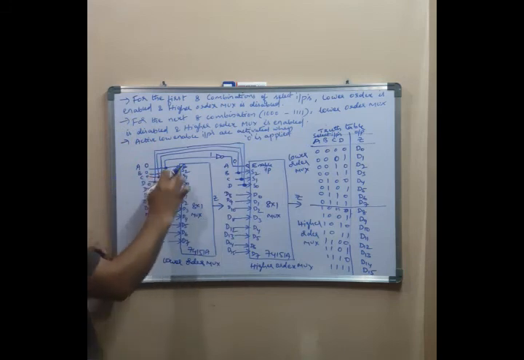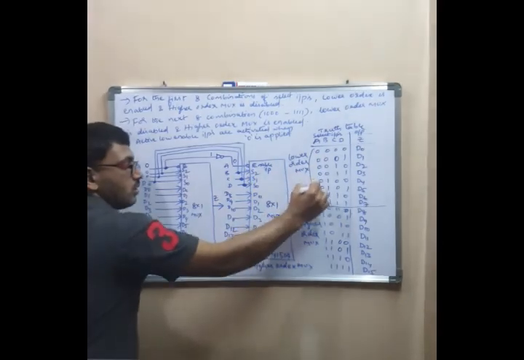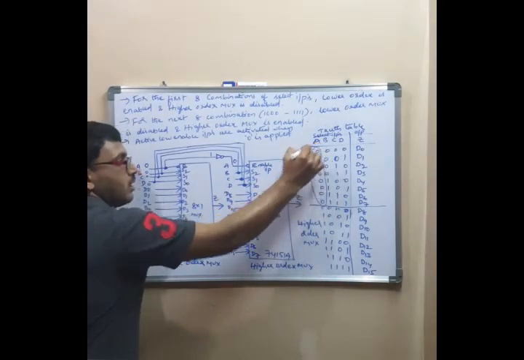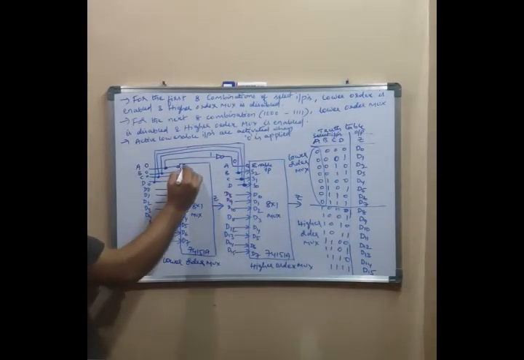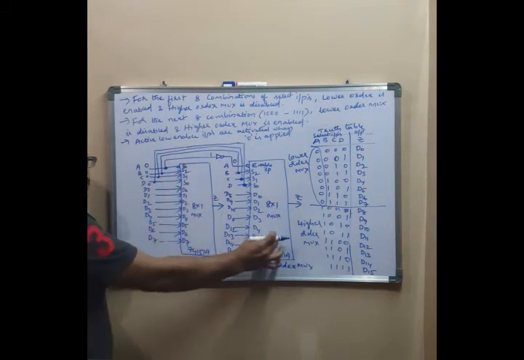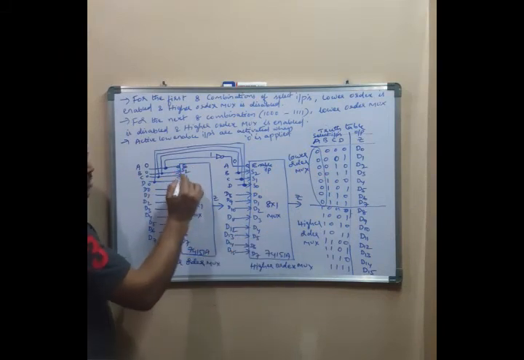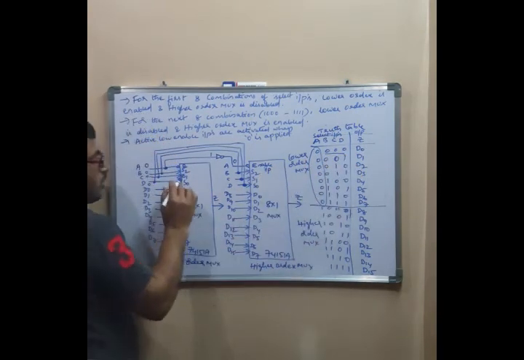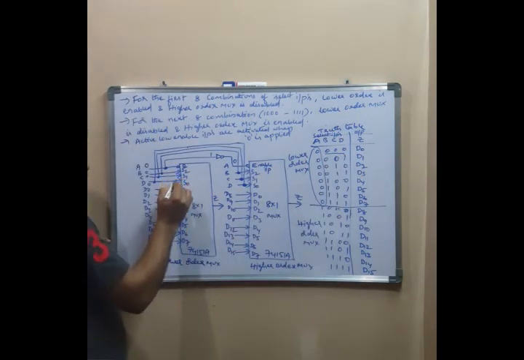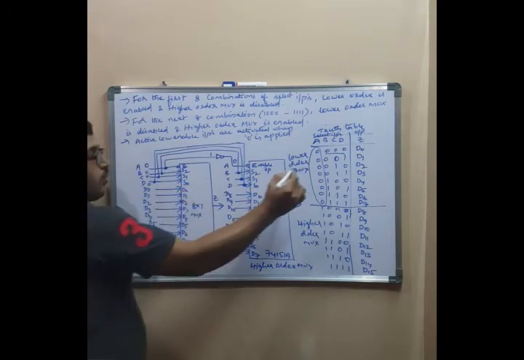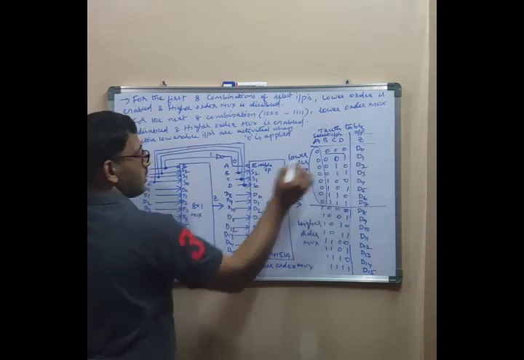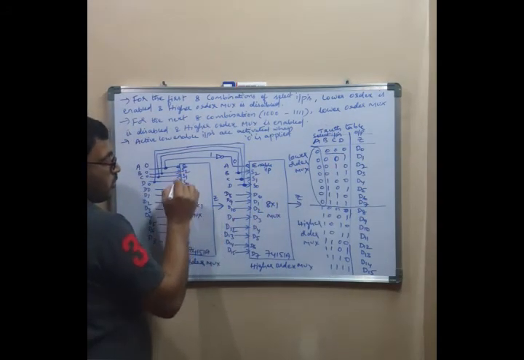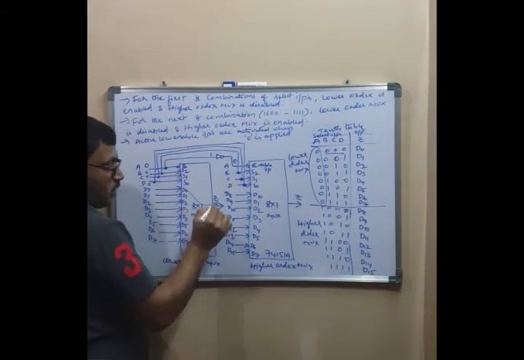See, this is 0. For the first 8 combinations, it is continuously 0. This is active, this is inactive. So when this is active, what are the remaining combinations you have? 0, 0, 0. If you apply 0, 0, 0 here, what is the output you are getting? D naught. D naught is routed to the output. See, this D naught is routed to the output.